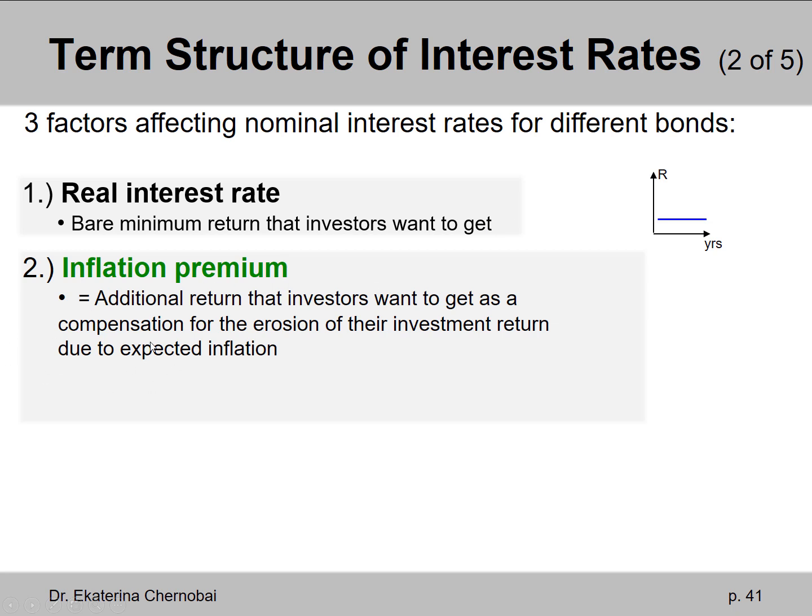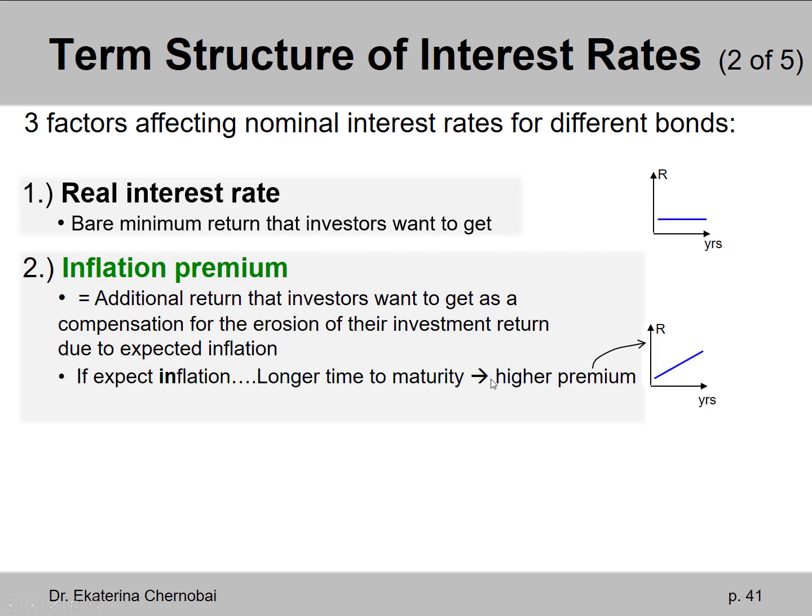The second factor that affects the nominal interest rate for bonds is called inflation premium. Inflation premium means, let's say, investors think that, or there is this general belief that prices will keep going up, which is probably true in real life, right? Then, if you're buying bonds with more years to maturity, you will want to get a higher return, so that you are compensated for that increase in cost of living in the future, right?